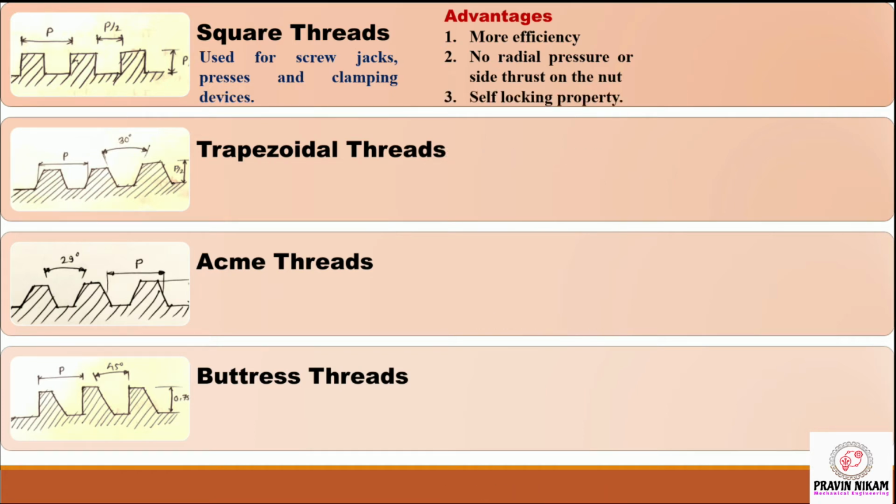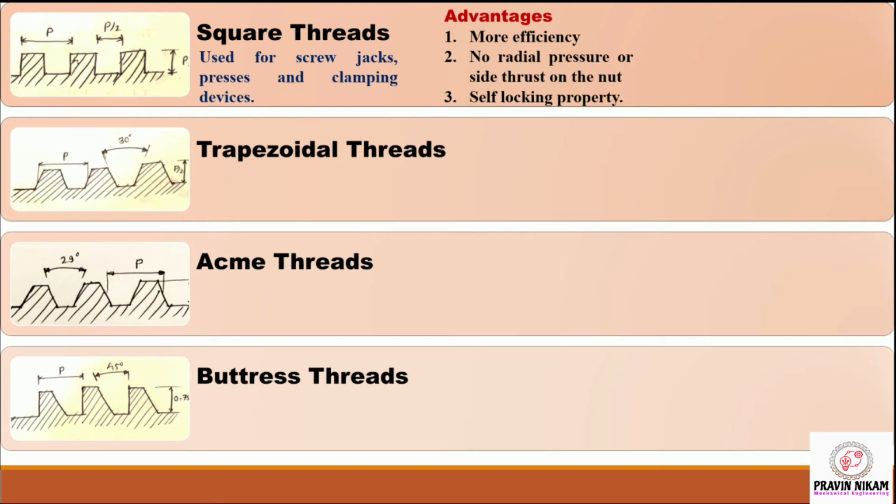Then the third advantage is it has a self-locking property. The load does not lower on its own. So these are the main advantages of square threads.